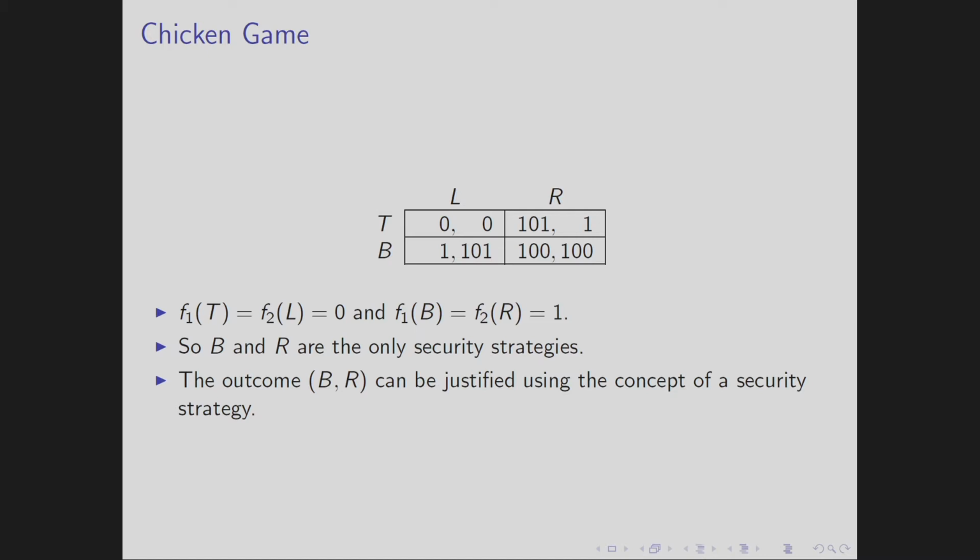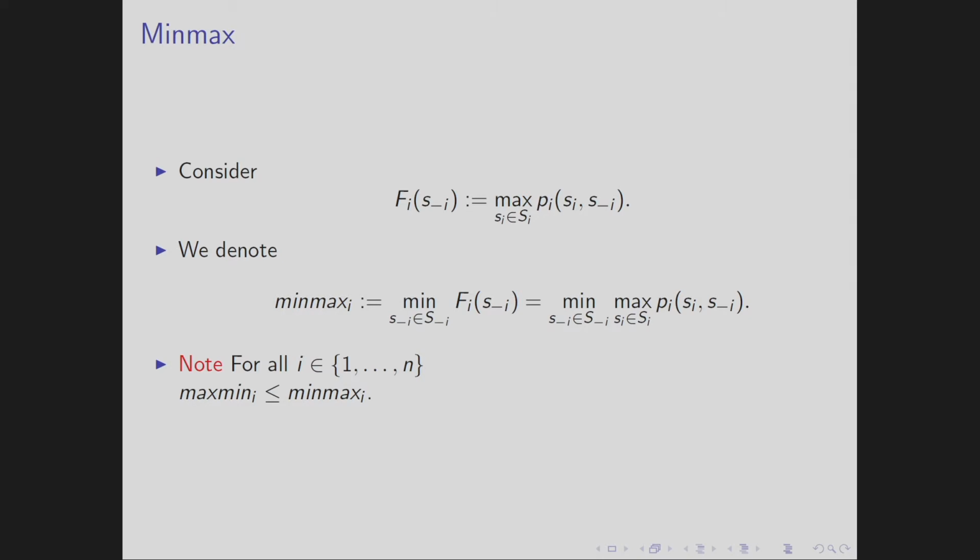Now, in zero-sum games, it turns out that all Nash equilibria are combinations of security strategies. I tried to motivate them by an example. So now we consider max-min and min-max. So I consider now a dual kind of construction. Small f_i was defined on strategies of player i. Now capital F_i is defined on joint strategies of his opponents.